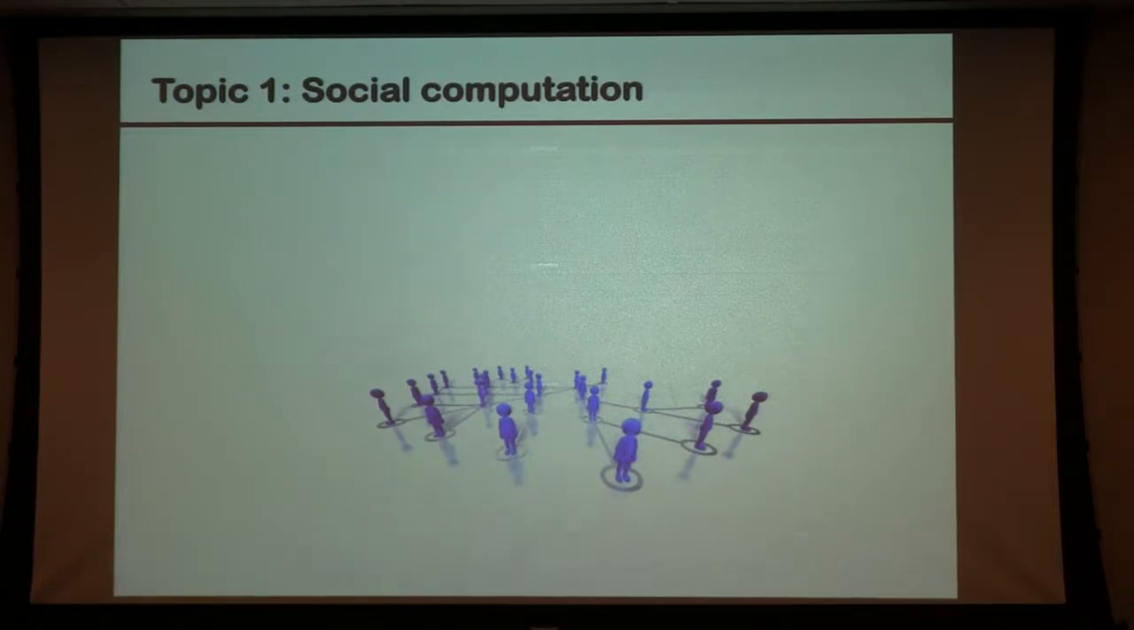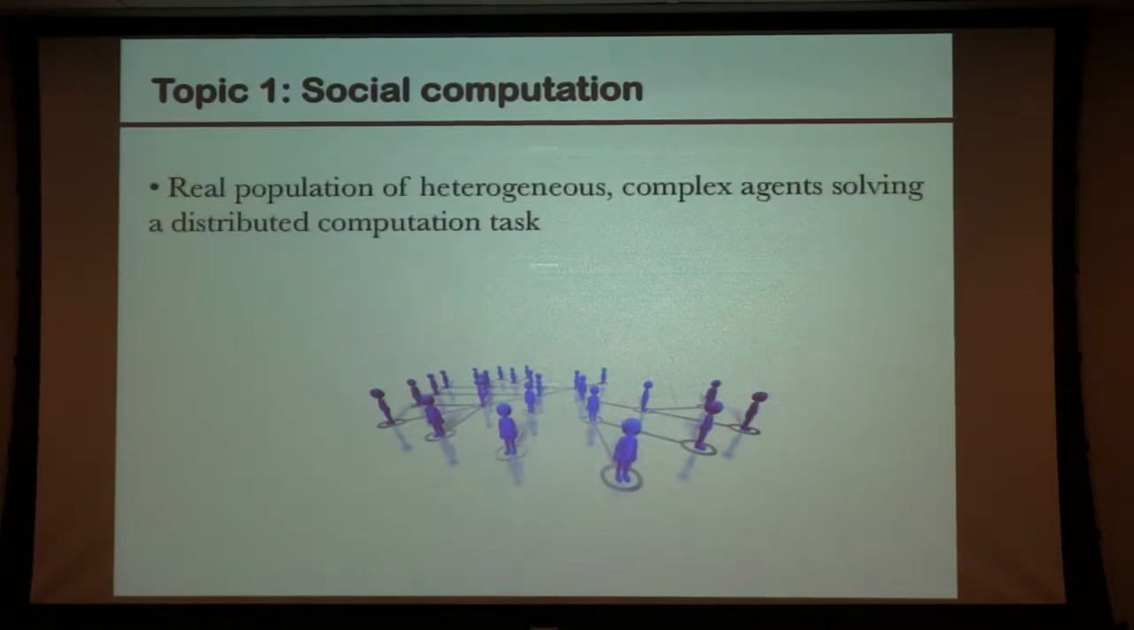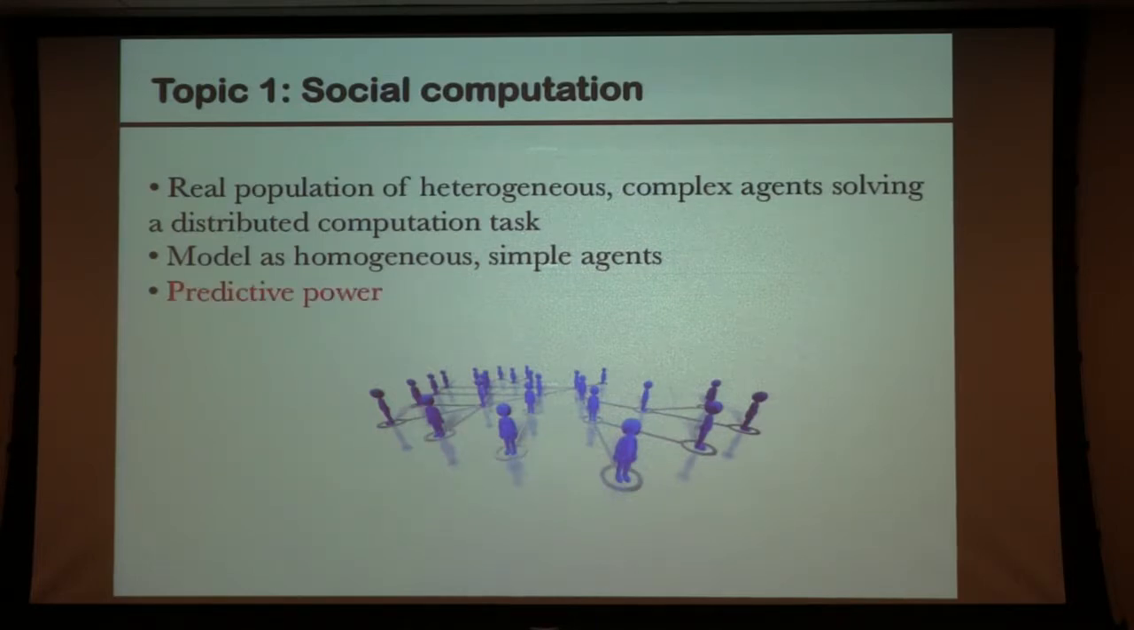Topic number one is social computation. Social computation means that I will have a population of complex agents solving a distributed computation task that collectively they want to solve. Think about, if you're a control theorist, think about consensus problem or something like that. And I will, as I said, reduce these complex agents to very simple agents that are homogeneous and act according to a simple algorithm. Nevertheless, I would like the simple rules to be able to predict complex global behaviors.